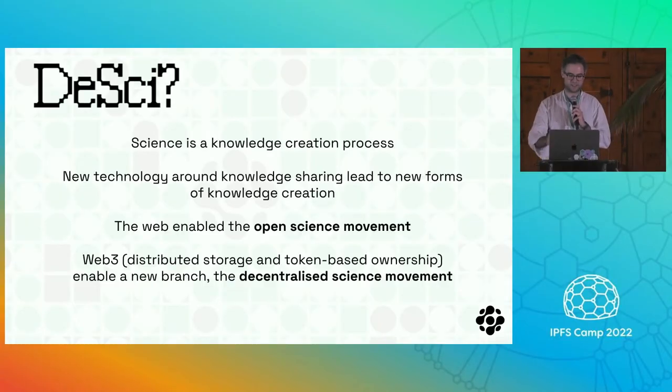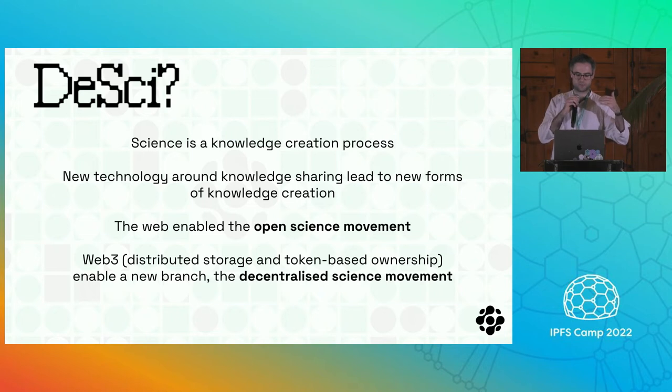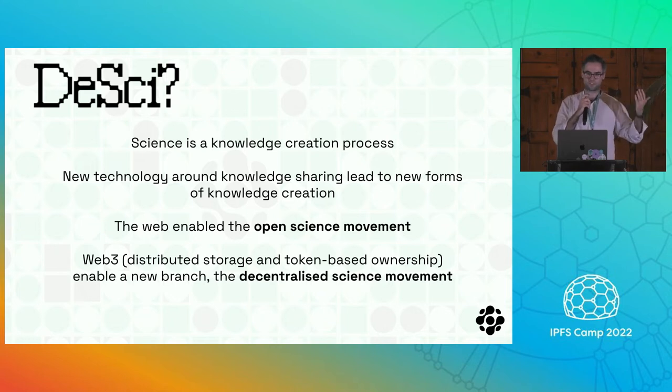Okay, so I think there have been multiple attempts at defining decentralized science, but I think we can derive what is happening and where this word is coming from by just thinking about the process of science from first principles. So first, science is a knowledge creation process. We don't know something, we have a question, we run an experiment, we learn something new.